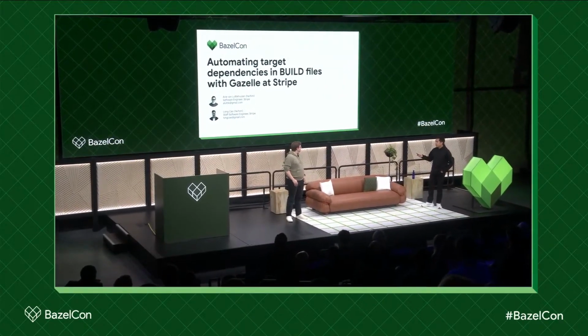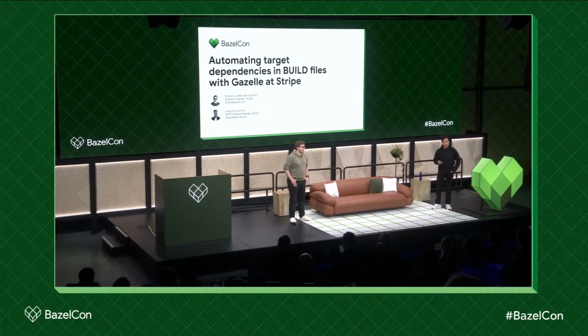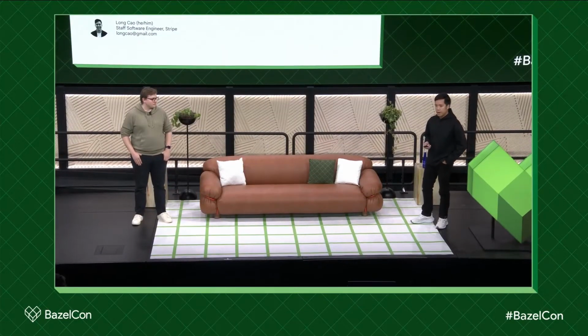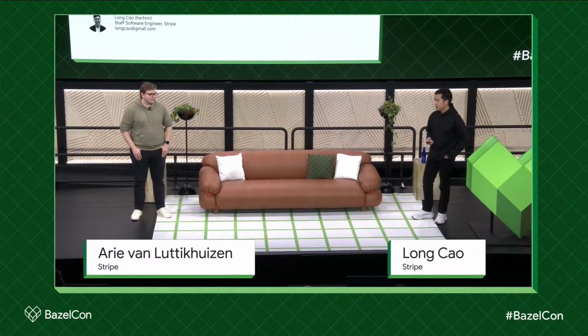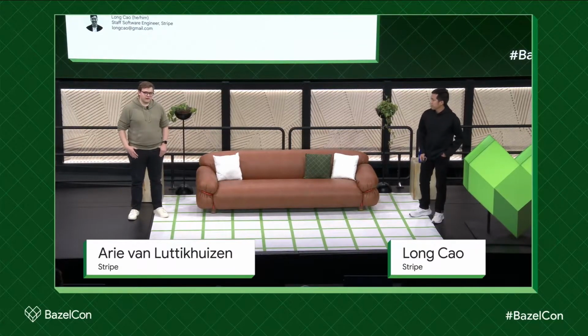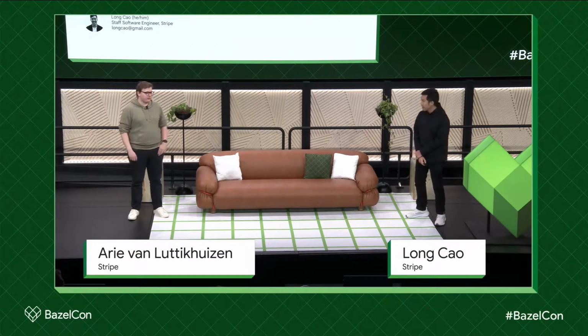To introduce myself real quick, I'm Long Cao. I'm a staff engineer at Stripe. I work on the build experience team as a tech lead. And I'm Arie Luttikhuizen. That's how you pronounce that. I also work on the build experience team. I've been working at Stripe for about a year now. And I've been at Stripe for about 4 years.